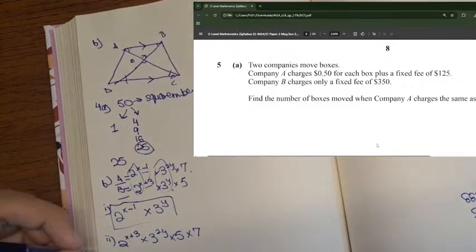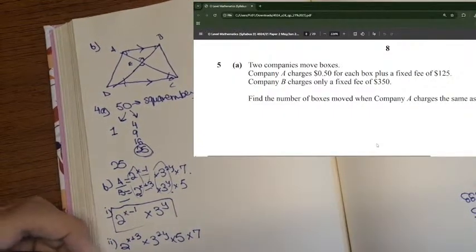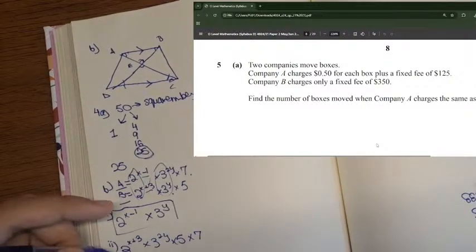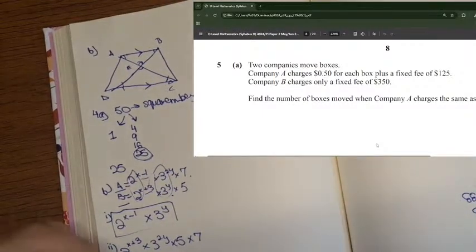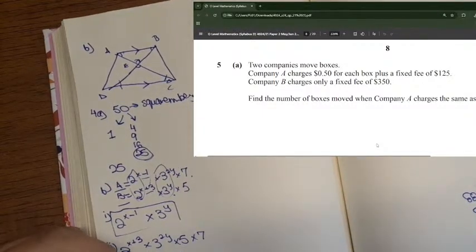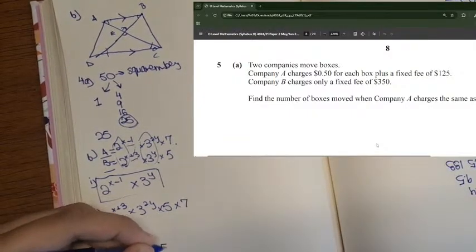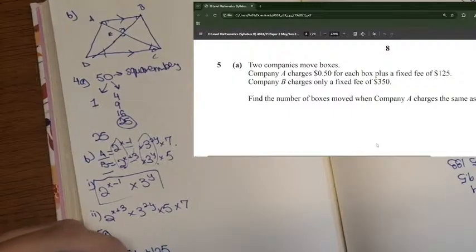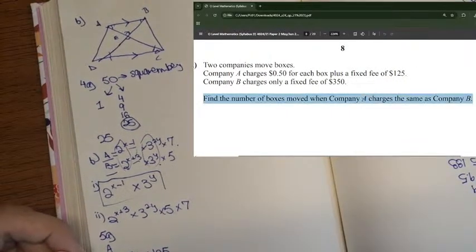We will be solving half of this paper in today's stream and half of the paper in tomorrow's stream. So the question that we have is that two companies move boxes. Company A charges $0.5 for each box plus a fixed fee of $125. So what company A basically does is 0.5 multiplied by the number of boxes, which I'm going to call B over here, and we add a fixed fee of $125. Company B, however, only charges a fixed fee of $350. So find the number of boxes moved when company A charges the same as company B.